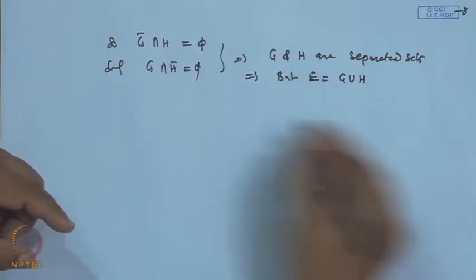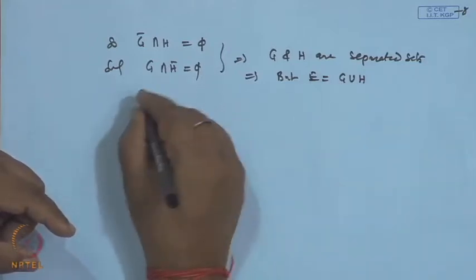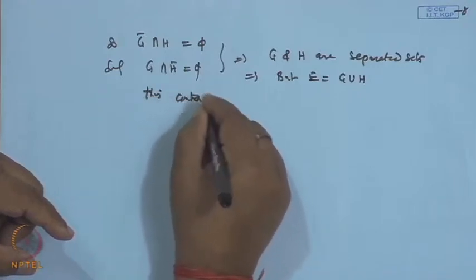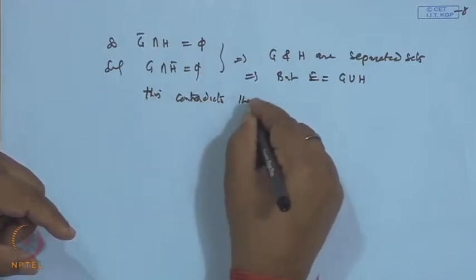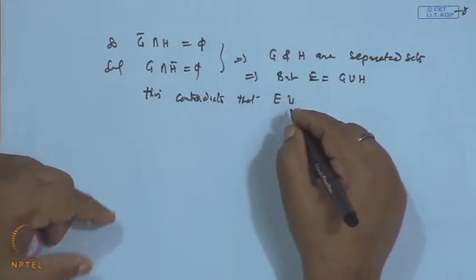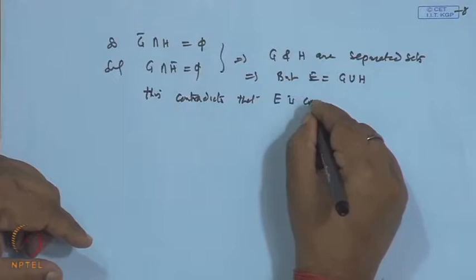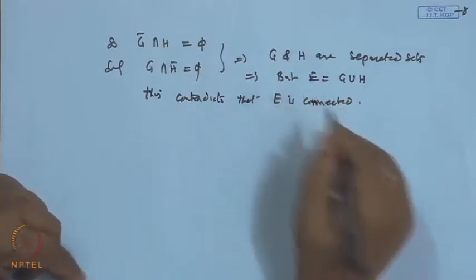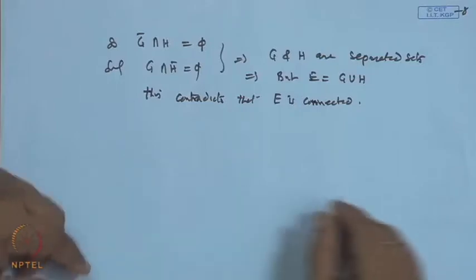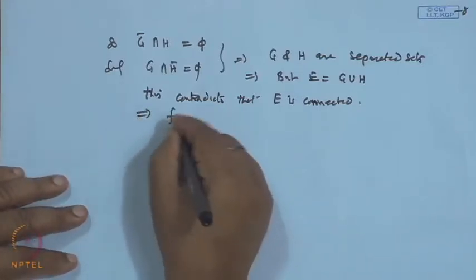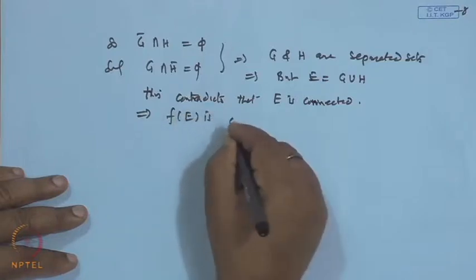Therefore, this contradicts that E is given to be a connected set, E is connected, and this contradiction is because of a wrong assumption that we have assumed that F of E is not connected. So, this implies F of E is connected.